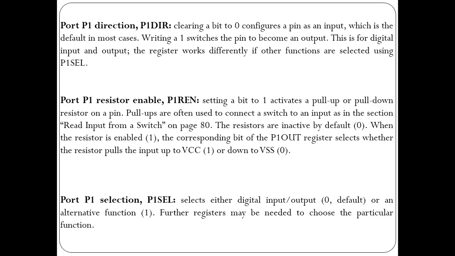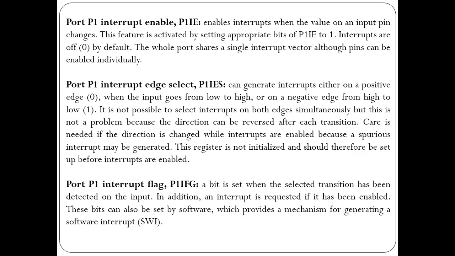The next register is called selection. Whenever a particular pin is to be used as a peripheral pin, for example, a timer pin or ADC pin or some other pin, then this selection is to be configured. By default, it is going to be GPIO. By configuring it, we can make it a timer pin or any other peripheral pin.